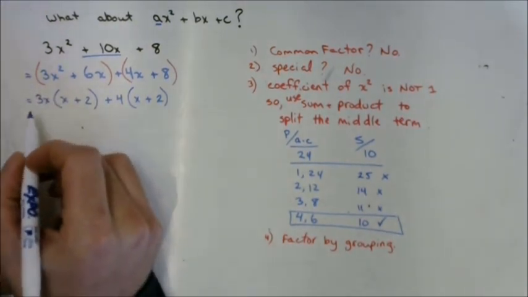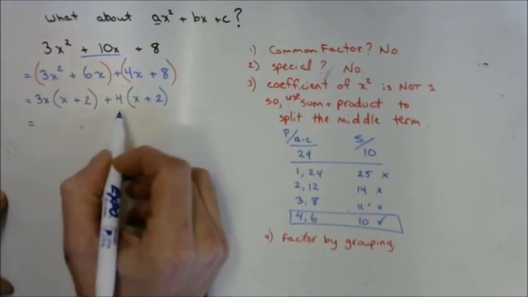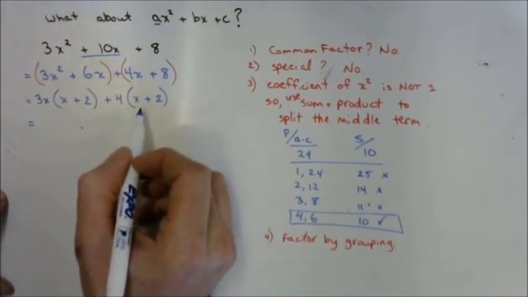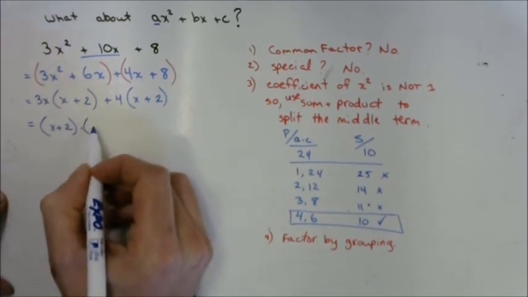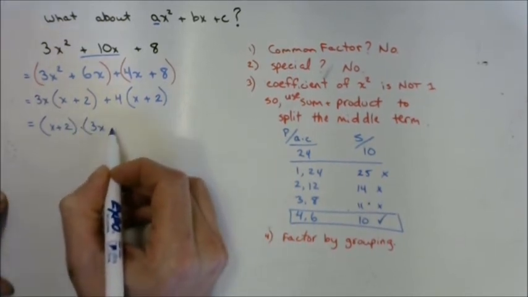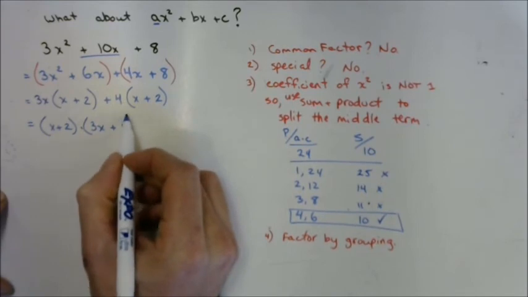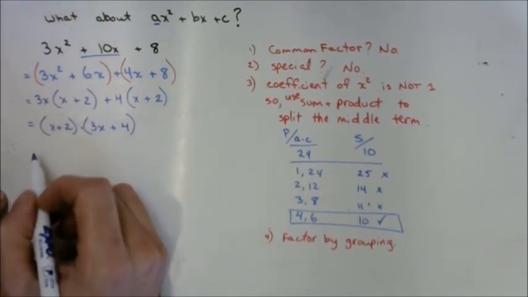Now I'm looking at this statement. I've got two terms, one here, one here. They have a common factor, x plus 2. X plus 2 needs to be multiplied by 3x, and it needs to be multiplied by 4. And there we have it.